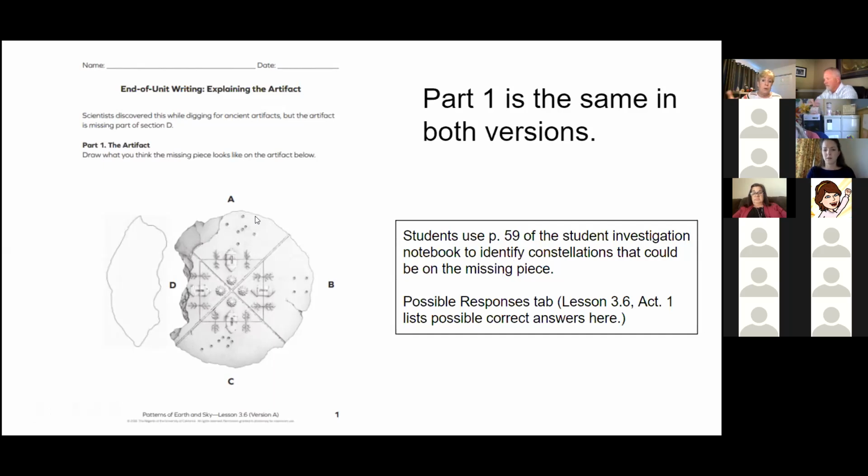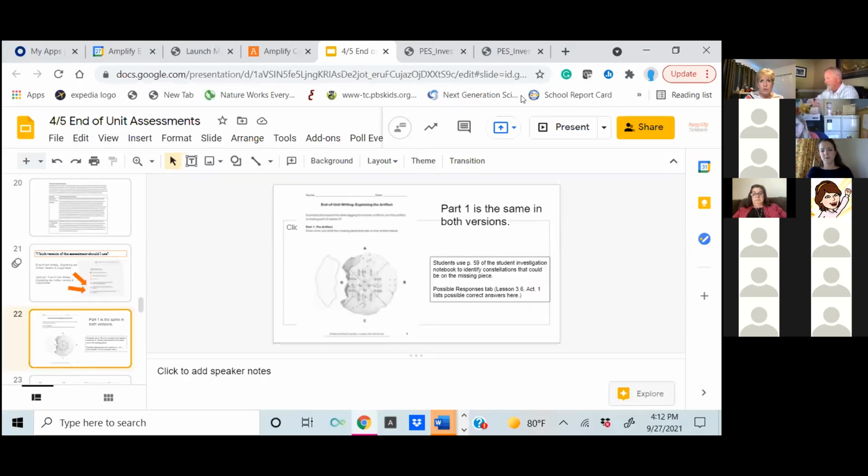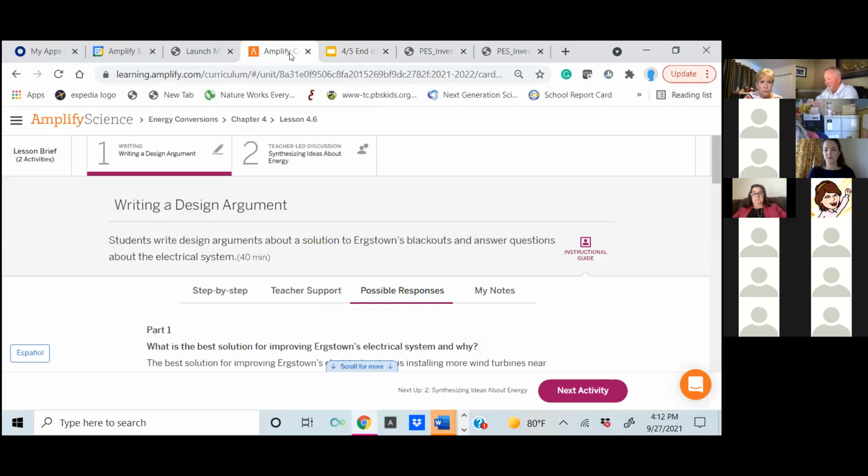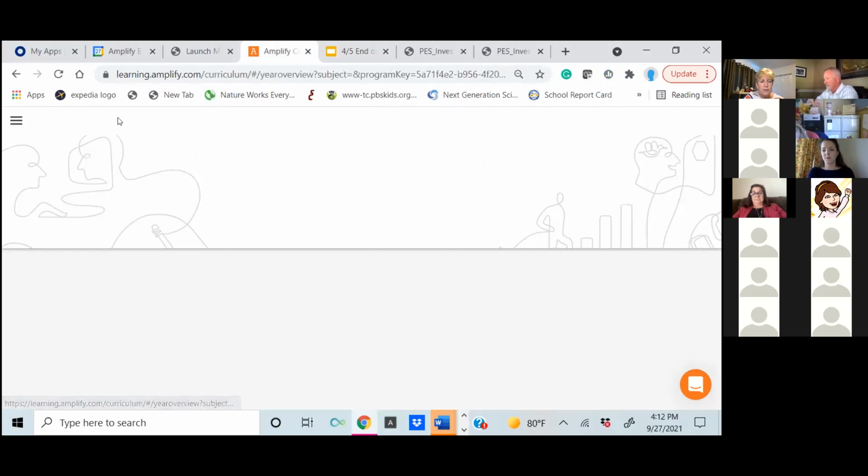And so page 59 in their student investigation notebook asks them to look at the posters that are up around their room of the constellations and see what's represented in A, B, and C. And then there is a possible responses tab in lesson 3.6, activity 1, that lists different things they could have as possible correct answers here. And so again, I'm just going to go into the platform and show that in 5th grade. Sorry, I'm trying to get rid of my goofy bar here. Okay, so I'm going back to 5th grade.